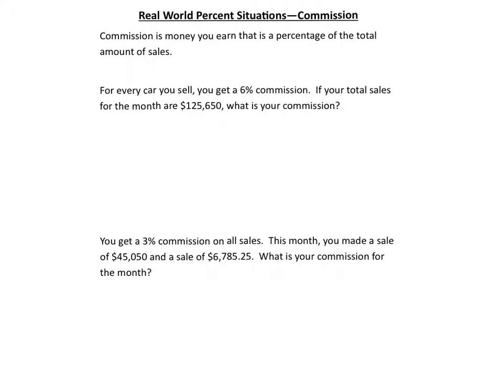For each of these, I'm going to show you a couple of different ways to approach it, so that way you can go about it either way that you prefer. Whichever way makes more sense to you. You do not have to do both ways. Pick the way that you like best, okay?